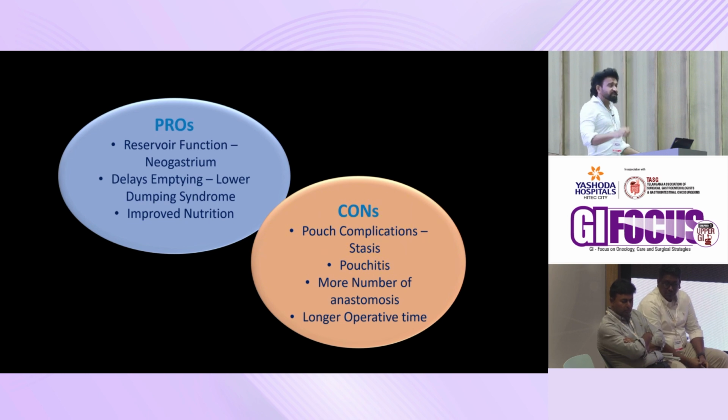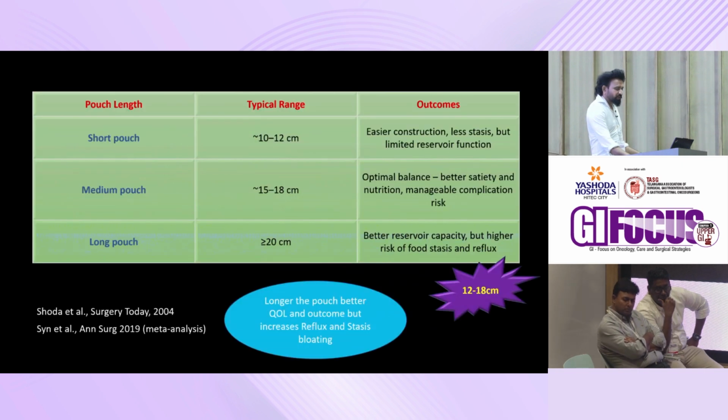What are the advantages? It will have a reservoir function with the neogastrium. It delays the emptying with lower dumping syndrome and improved nutrition. But it carries all pouch problems like stasis, pouchitis, and more anastomoses will be there. It will take longer time to operate. So, what is the ideal length of pouch? The 12 to 18 centimeters is ideal.